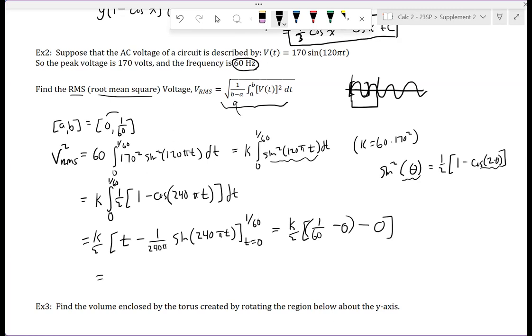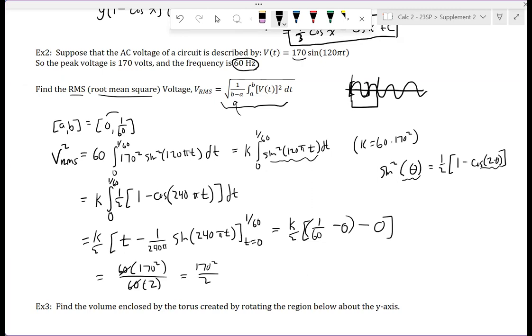Now what was k? That was 60 times 170 squared, over 60 times 2. My 60s go away. I get 170 squared over 2. So I see that I have my max voltage, my V max, 170.